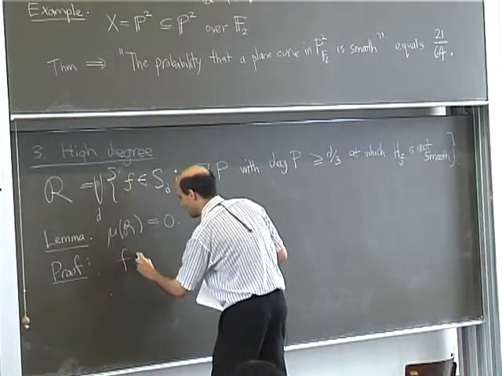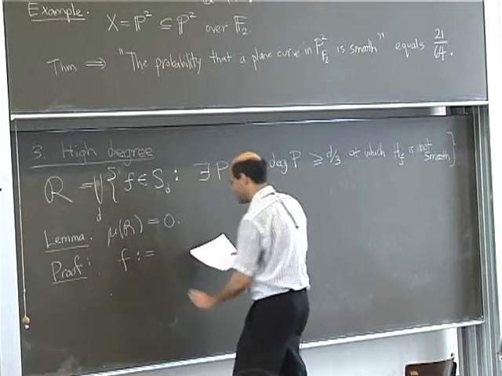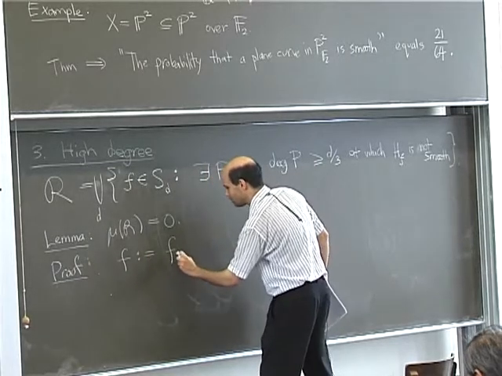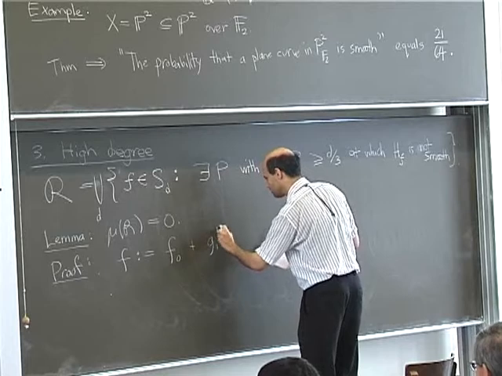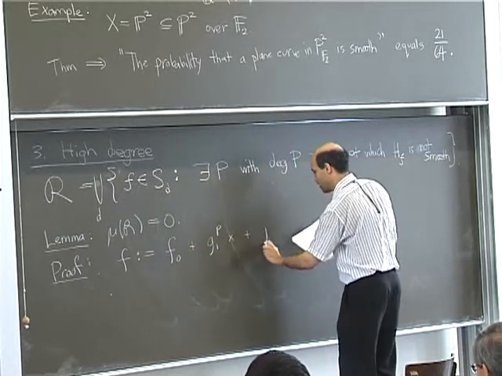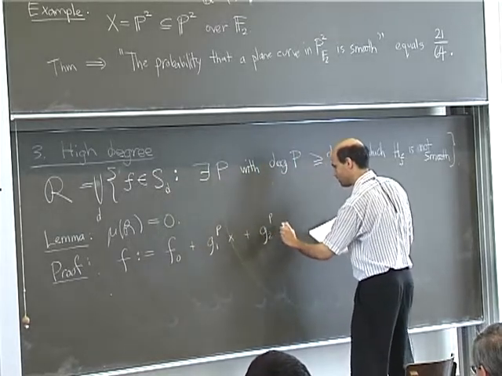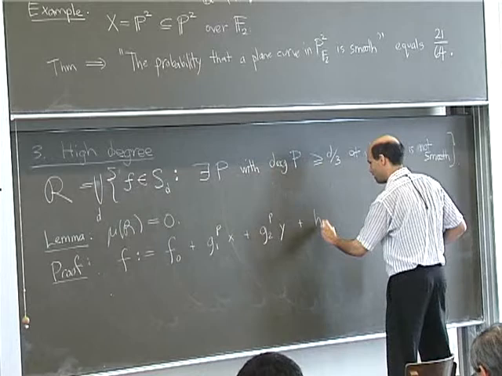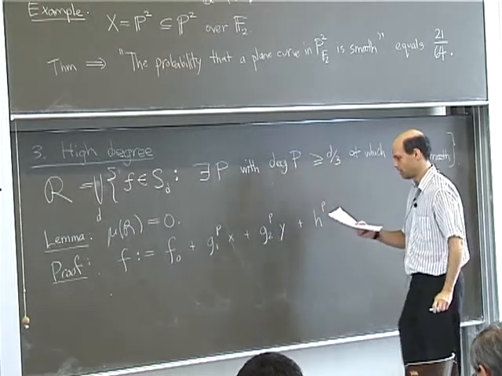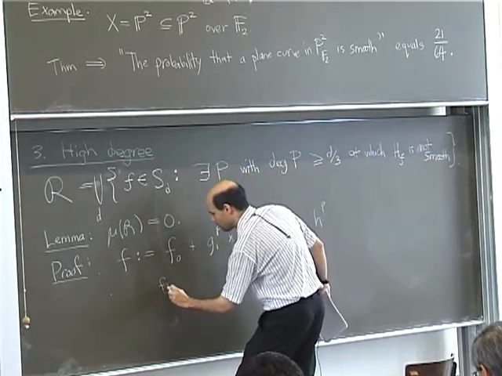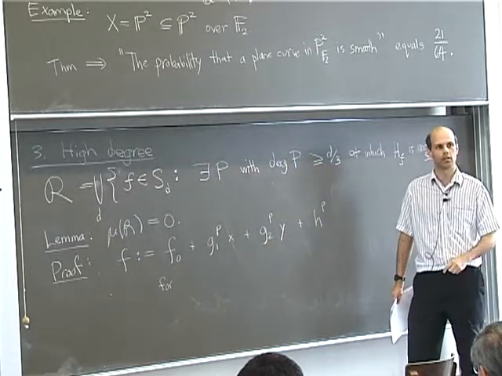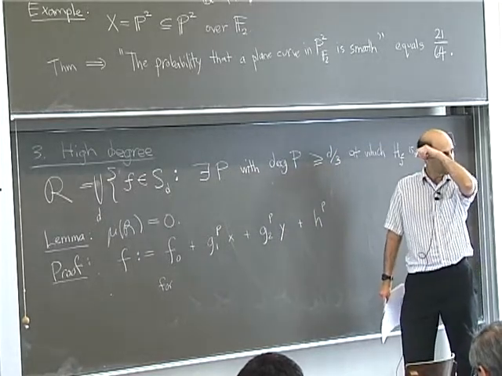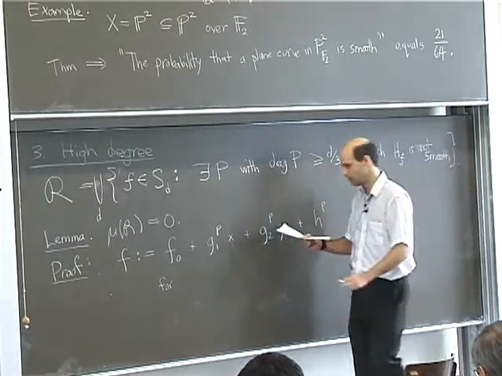So the way I'll generate a random f is in the following funny way, using this expression. And I'll explain why I'm doing this in a second. So what I'm going to do is choose these F0, G1, G2, and H one at a time at random.